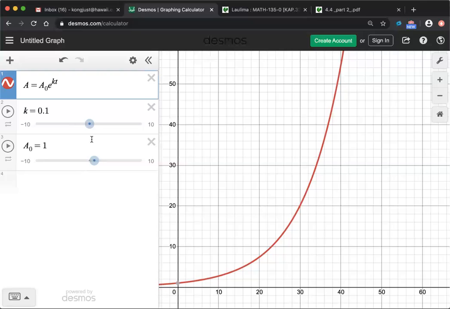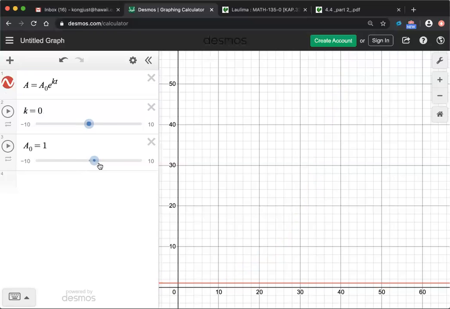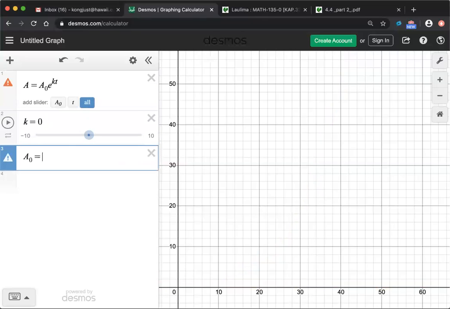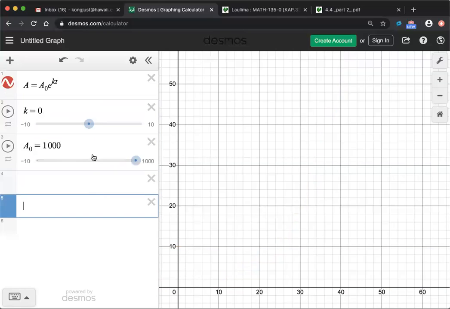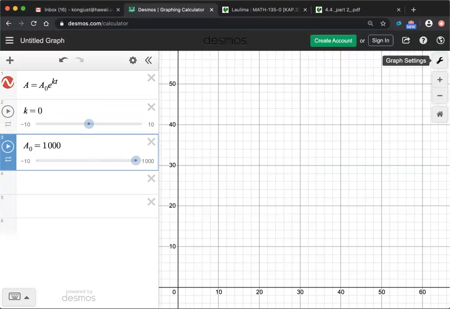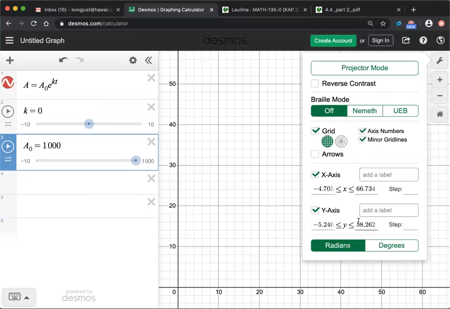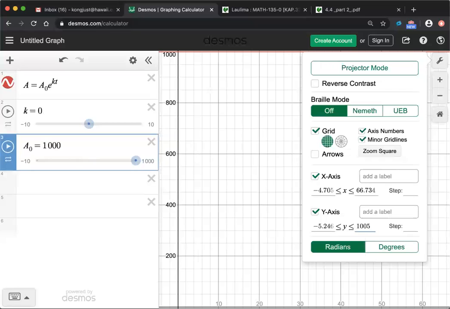Okay, now this also applies for decay. So if your k value is a negative value, then what that means is instead of growing, you're going to be shrinking. And it's shrinking towards 0. But let's start with the higher value because it's kind of hard to see what's really happening when you're growing if I start at 0. So let's start at 1,000. I'm just going to zoom out so we can see. Let's do 1,005.